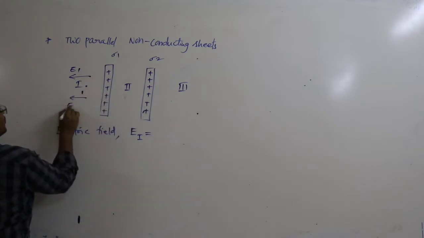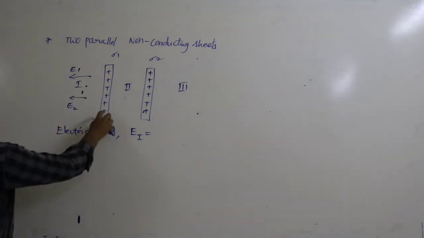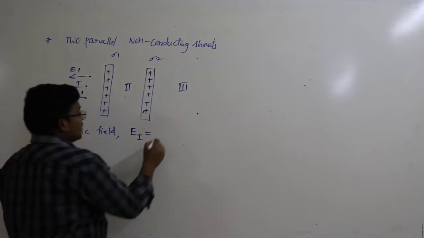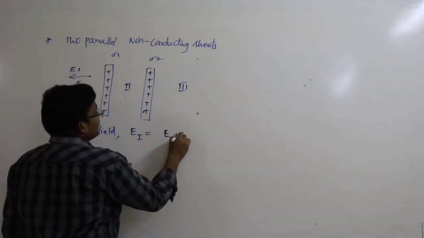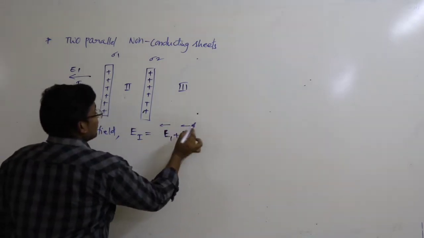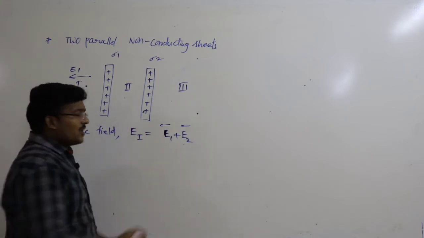So here E2 will be there. So in the first region, region 1, due to the two plates, the fields are in the same direction, so that simply E1 plus E2 on the left side. So I am keeping the arrow marks on the left side. Okay.